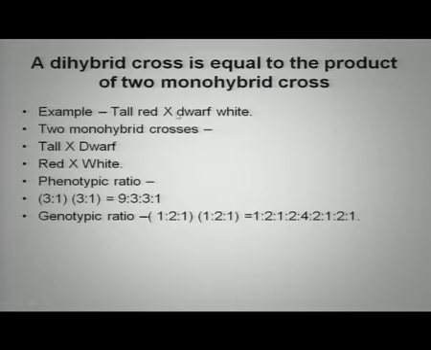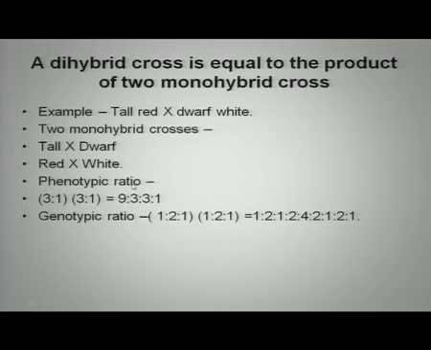For example, we are considering the characters tall red and dwarf white. We can divide this into two monohybrid crosses like this. First one we will consider as tall and dwarf, tall into dwarf, the first monohybrid cross. Second one red into white, again the second monohybrid cross.